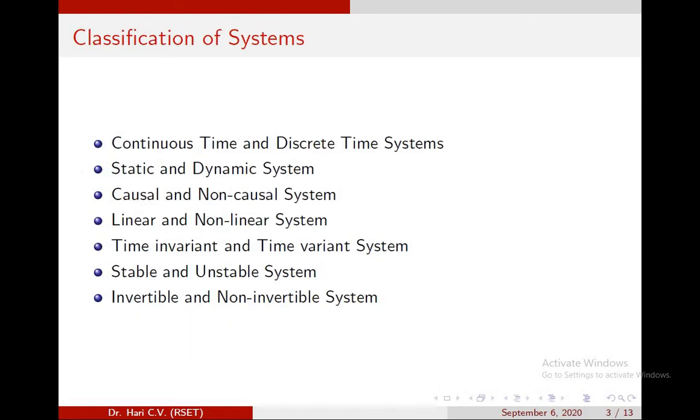The different types of systems are continuous time and discrete time systems, static and dynamic system, causal and non-causal system, linear and non-linear system, time invariant and time variant system, stable and unstable system, and the last one is the invertible and non-invertible system.